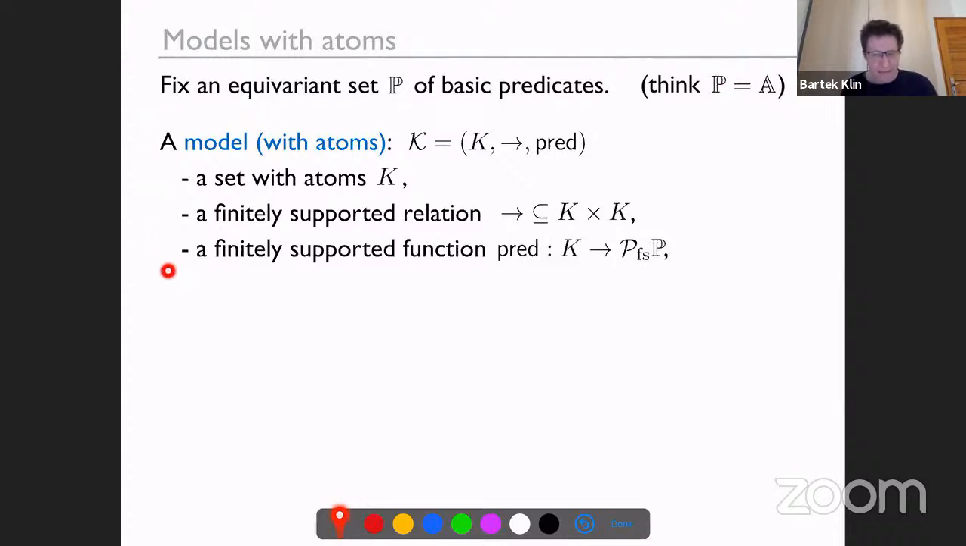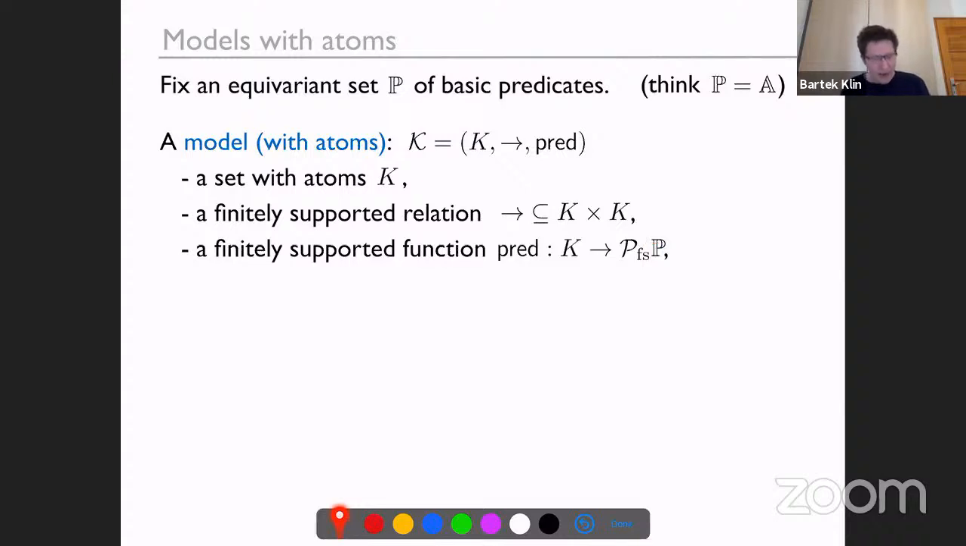And now a model with atoms is what it used to be, except that now the set of states is with atoms. It could be orbit finite, it could be orbit infinite, just as in the classic case, it could be finite or infinite. And then a finitely supported relation, or really in all examples, it will be an equivariant relation, a transition relation, and an equivariant, let's say, or finitely supported, more general function that to every state gives not an arbitrary set of basic predicates, but a finitely supported set of basic predicates. It will usually be just finite.